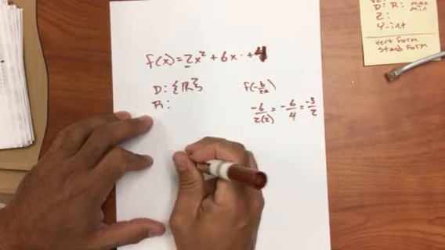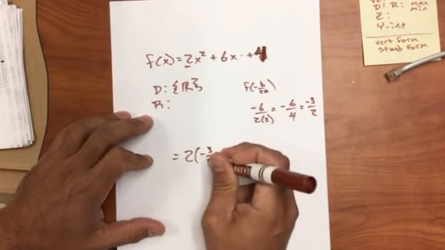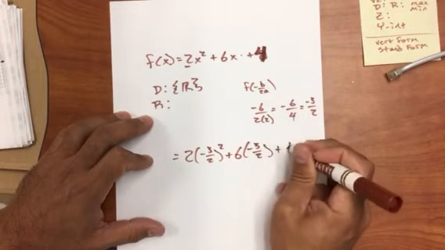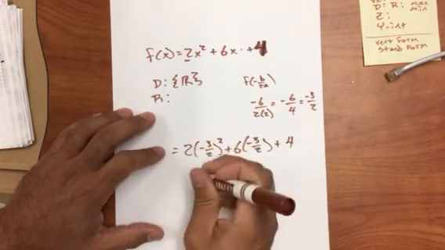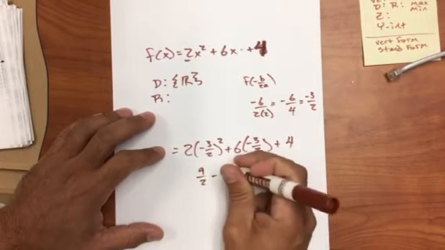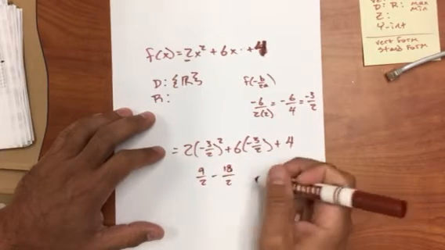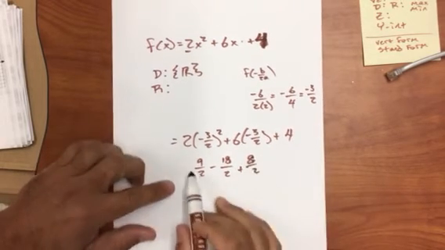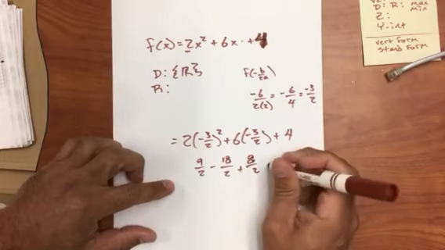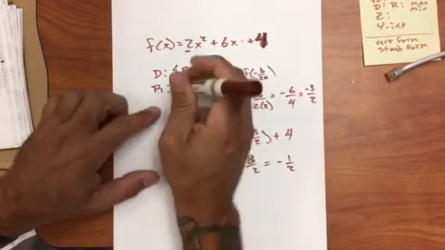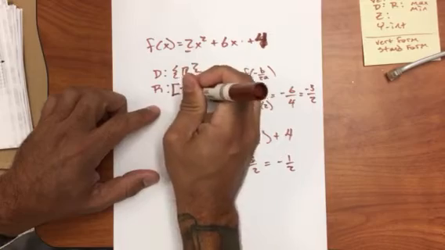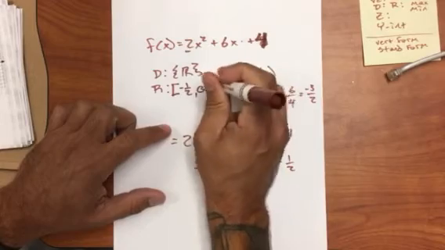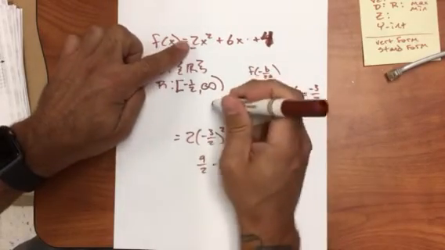So now I have to plug that in. 2 times negative 3 over 2 squared plus 6 times negative 3 over 2 plus 4. That's 9 over 4 times 2 is 9 over 2, minus 18 over 2, plus, I'm going to turn that into a fraction over 2, 8 over 2. So that's negative 9 over 2 plus 8 over 2, that's negative 1 over 2. So the y value is negative 1 over 2 at the vertex, and it goes up to infinity. Because this is positive, it's going to be a minimum value.